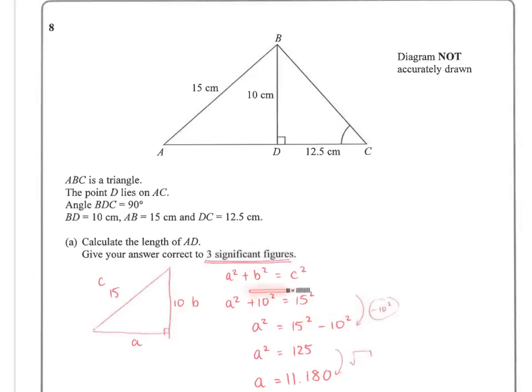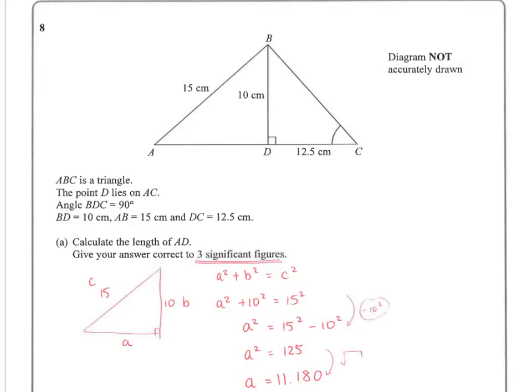Therefore, to get rid of the plus 10 squared, I must minus 10 squared. A squared equals 15 squared minus 10 squared. 15 squared minus 10 squared on your calculator is 125. A squared equals 125. In order to get rid of the square, I must square root. Square rooting 125 gives me 11.18, which to three significant figures is 11.2.